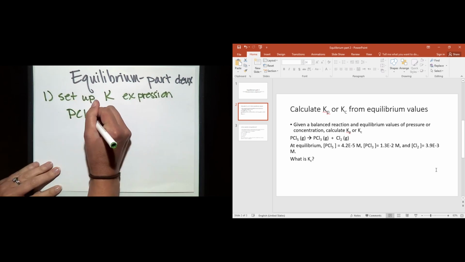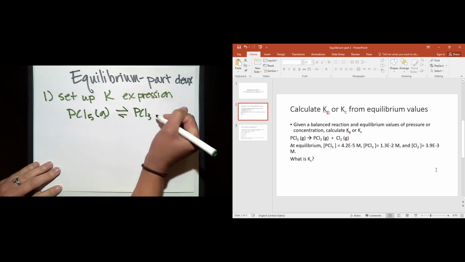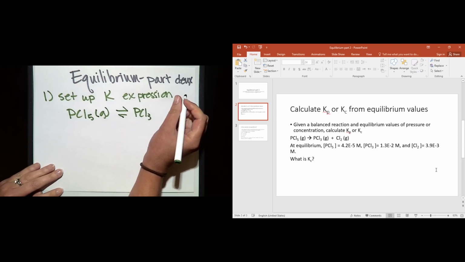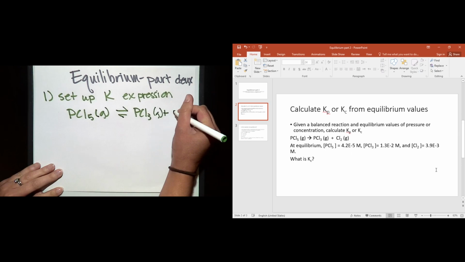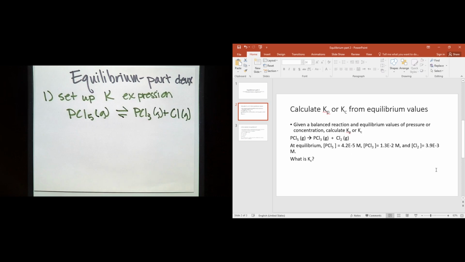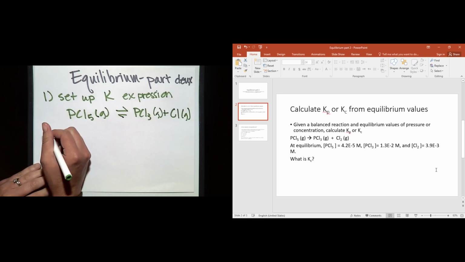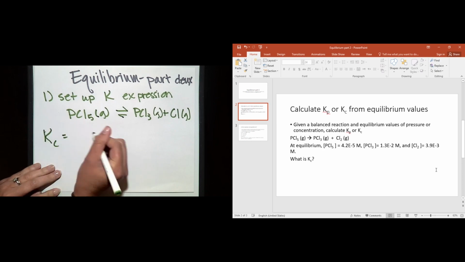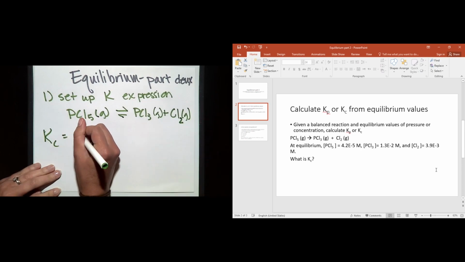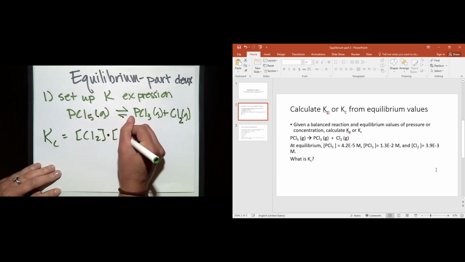So if we have this phosphorus pentachloride gas, and it decomposes to phosphorus trichloride gas and chlorine gas, it's a decomposition reaction. So we're given this. Let's set up the K expression. It's asking for Kc, so I'm going to set up with the brackets. Ooh, that is a diatomic gas. Don't want to forget. So the brackets mean concentration.